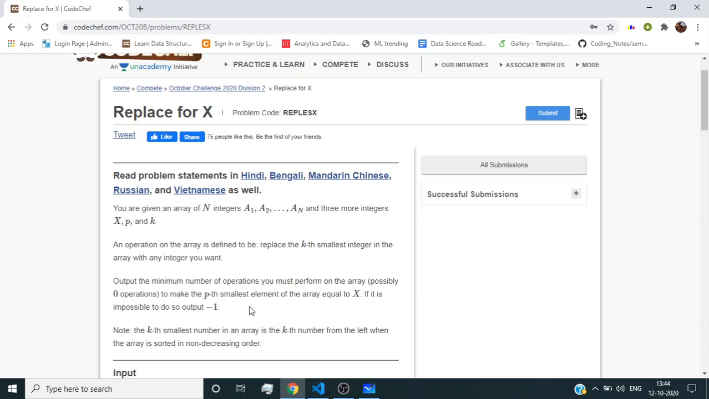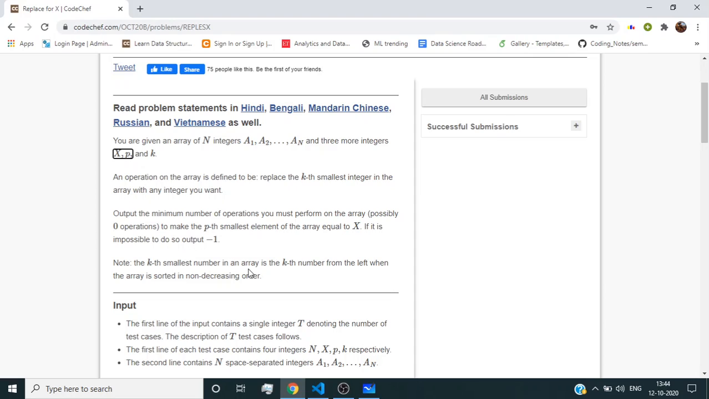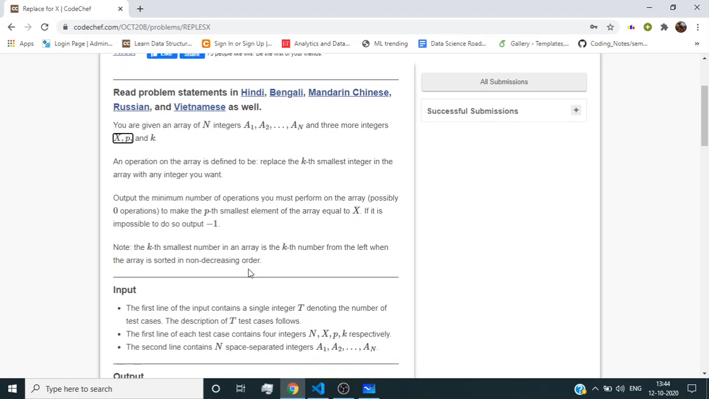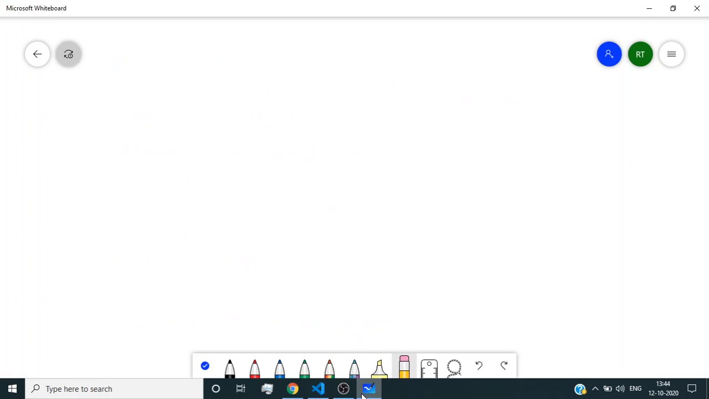Basically the minimum operation is to change the kth element of the array so that the pth element of the sorted array is equal to the desired value, which is x. So we have to print the minimum number of operations, and if we are not able to accomplish our task, we have to output -1. So let's say we have a bunch of integers. I'm directly considering the sorted array because we perform our operation on the sorted array.